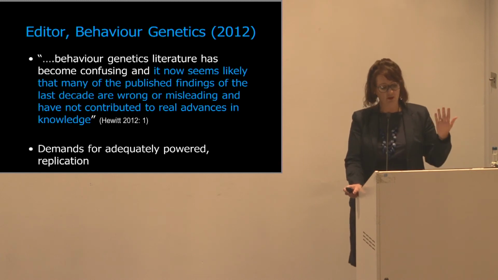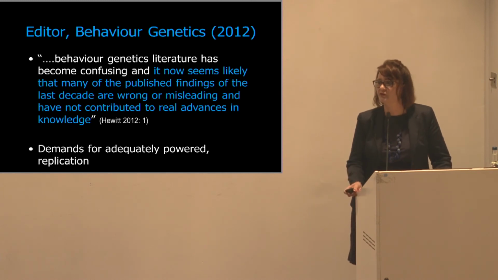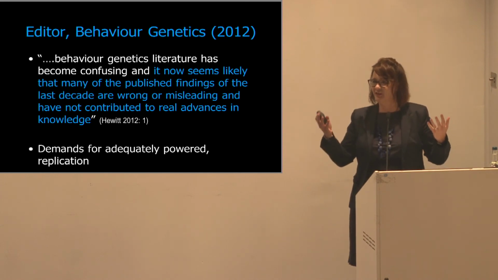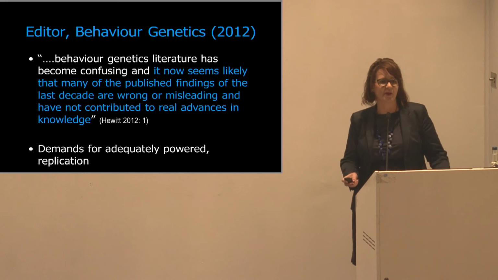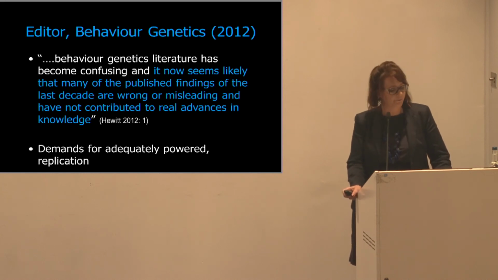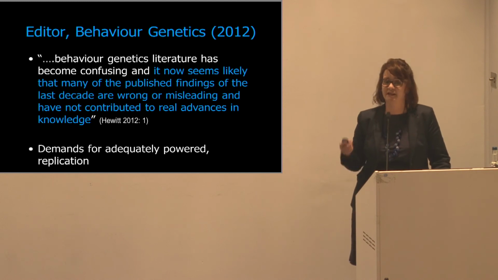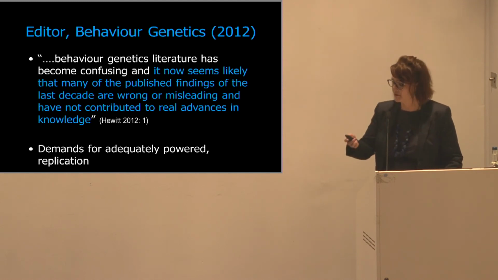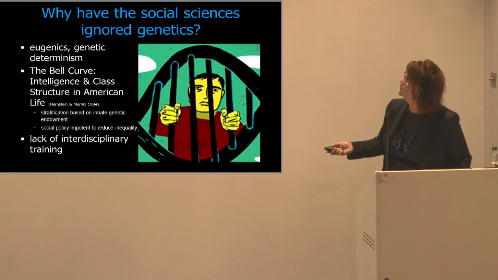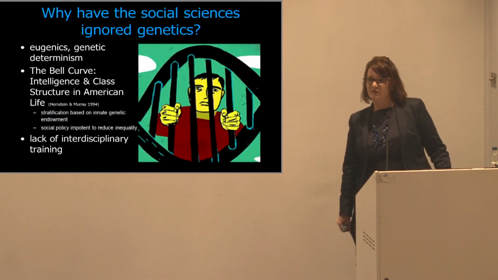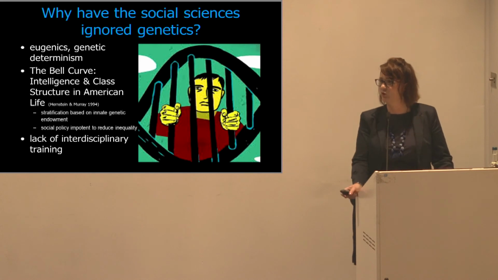So these articles were published in the American Journal of Sociology, in Population Studies, in very high-level journals, and most of them have not been able to be replicated. So now there's a demand for adequately powered studies that can be replicated across different populations. That's some of the stuff that I think most of us would agree we can ignore.